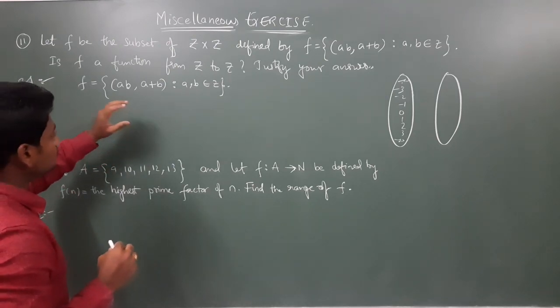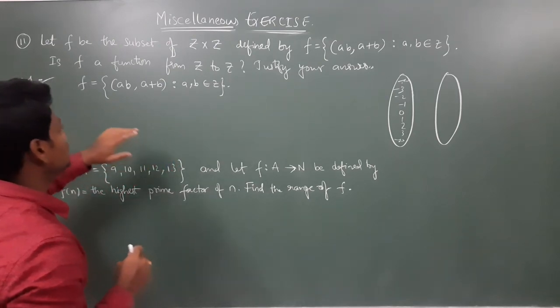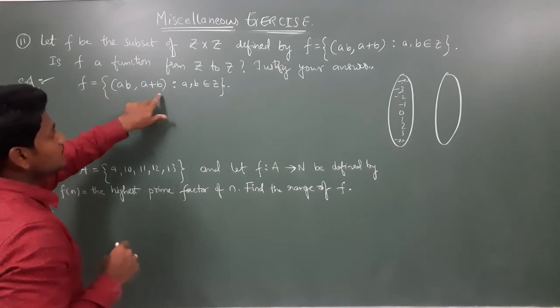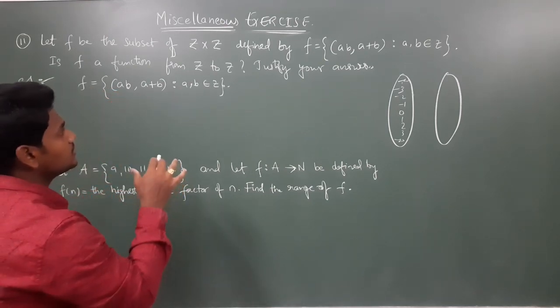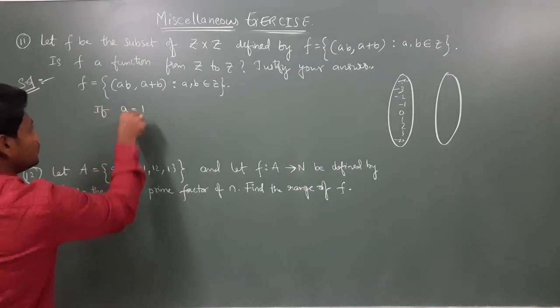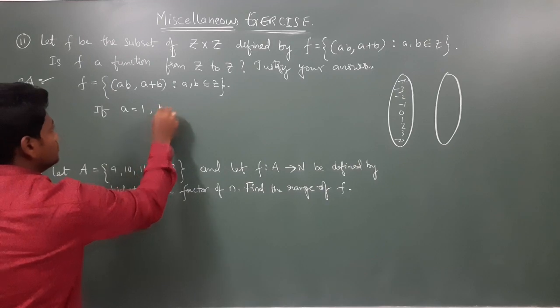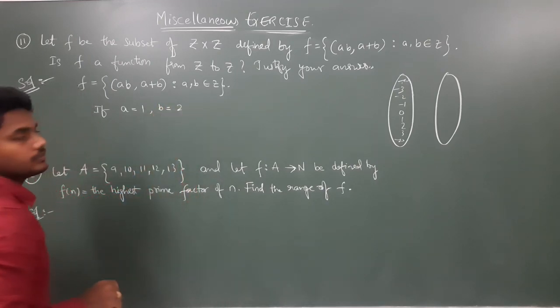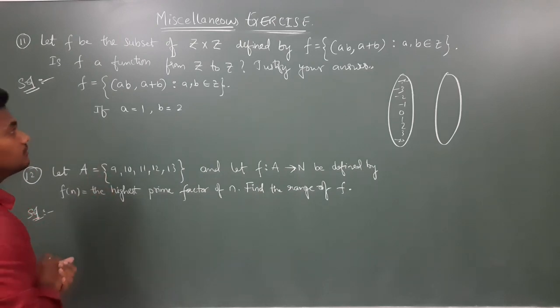See, now which type of numbers do we need to take? This is (ab, a plus b). Straight away I will tell: for example, if a equals 1 and b equals 2.